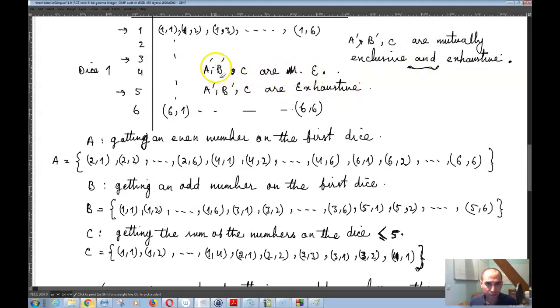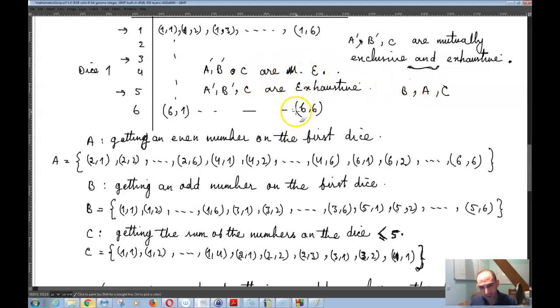So now if I want to see if A prime, B prime, and C are mutually exclusive, what that means is that A prime is the same thing as not A, which is equal to B. So A prime is B, and B prime is the same thing as not B, which is the same thing as A, and C.